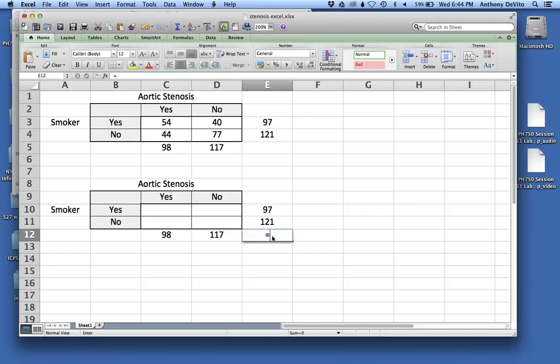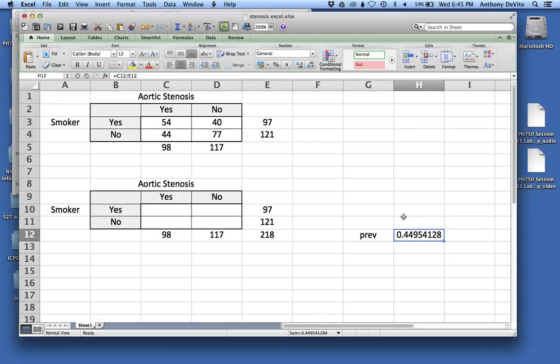Well, first thing I'm going to do is say, how many people are here altogether? In total, in our sample, we're talking about 218 people. Out of those 218 people, a total of 98 of them have aortic stenosis. So the prevalence or the risk of having aortic stenosis for the entire group is equal to 98 divided by 218. That's our prevalence, a little under 50% for this high risk group that we're talking about.